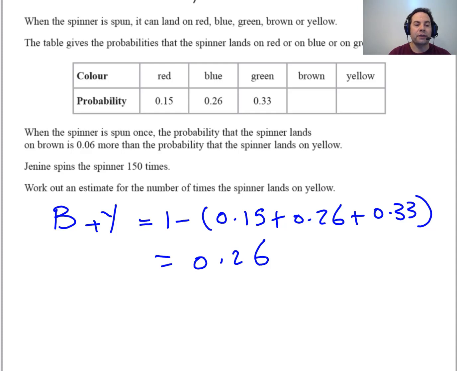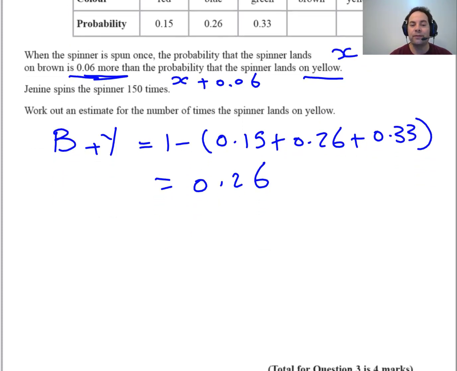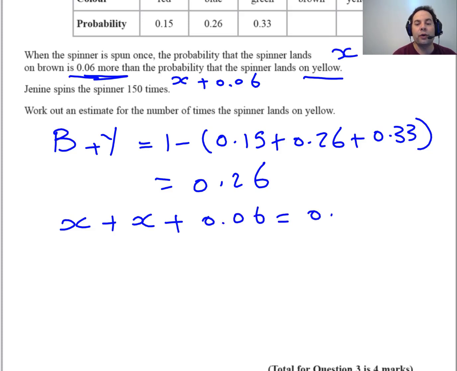Let's read the second part. The probability that the spinner lands on brown is 0.06 more than the probability that the spinner lands on yellow. If yellow will be X, so brown will be X plus 0.06. But we have their sum, so you can form a simple equation to get the value of each. Their sum X plus X plus 0.06 is equal to 0.26.